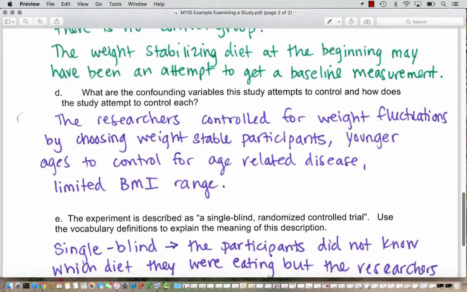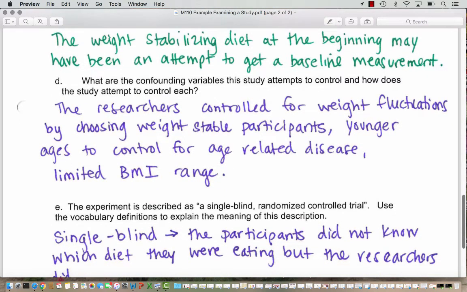Our next question is about what are the confounding variables this study attempts to control and how does the study attempt to control each? The researchers controlled for weight fluctuations by choosing weight stable participants, younger ages to control for age-related disease and other maybe age-related effects on the body. And then they chose a limited BMI range. They didn't go too low, so they didn't want anyone super athletic with very low BMIs. And they didn't go too high, so we know they didn't want people with very high BMIs.